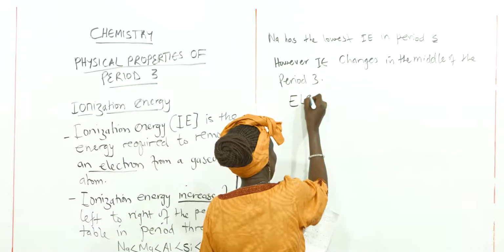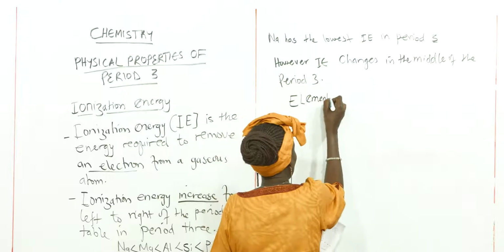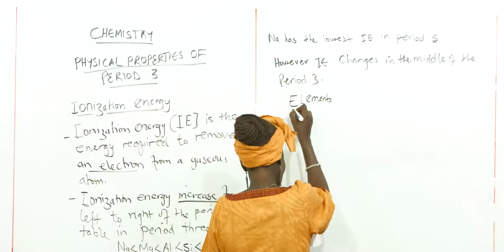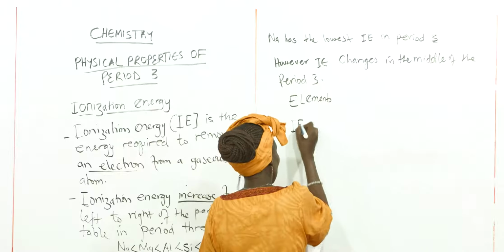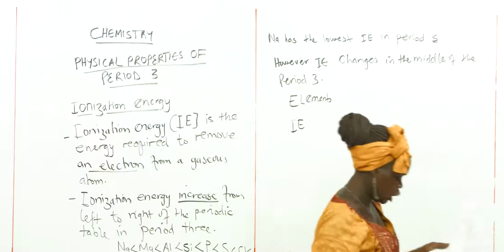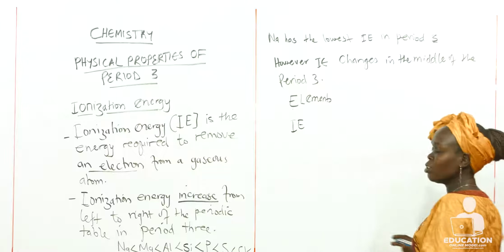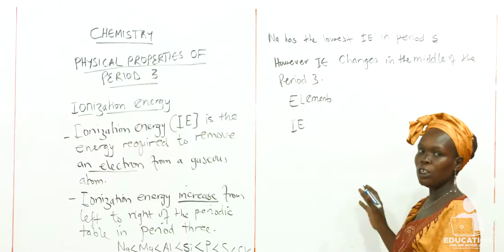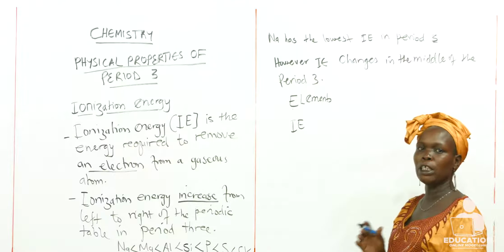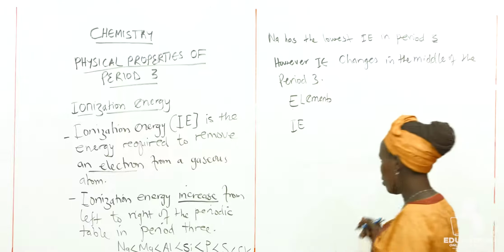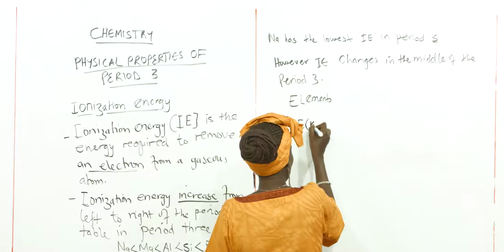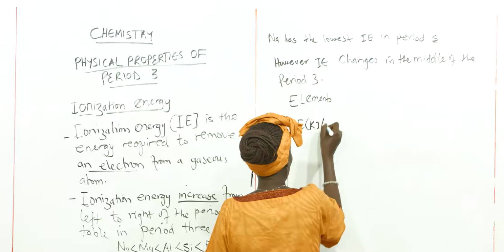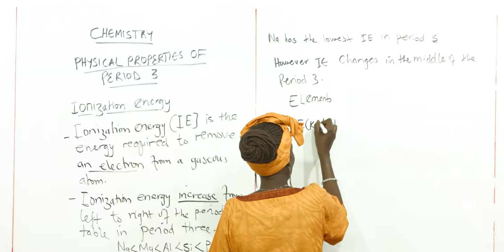So we have seen the aluminium. We have the elements, and we have ionization energy. The unit for ionization energy is kilojoules per mole. So here we have to put the unit, which is kilojoules per mole.